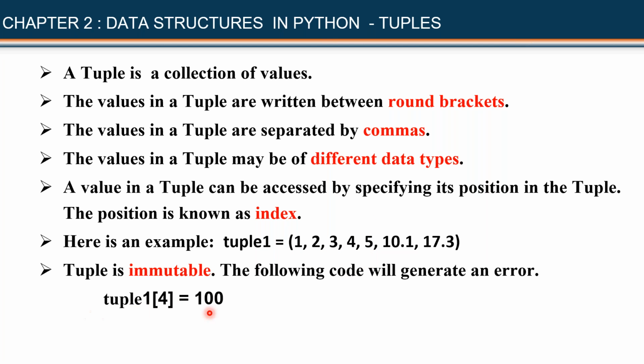But actually this line, when we try to execute this line, an error will be reported. Why? Once you define the contents of a tuple, you cannot change it. That is what you mean by saying tuple is immutable. If at all you want to change the contents of a tuple, you have to store the new contents under some other name, say tuple 2, tuple 3, etc.